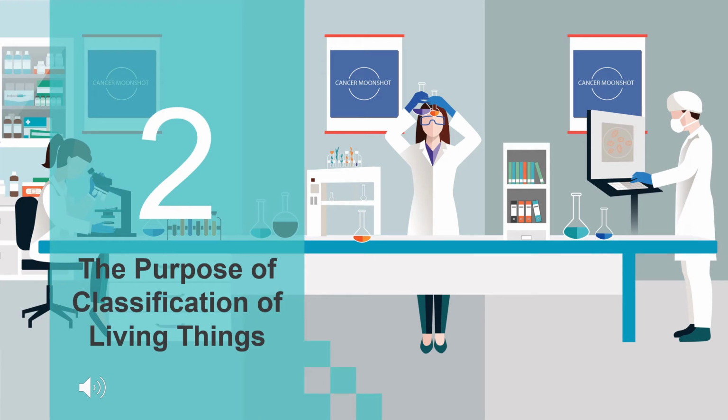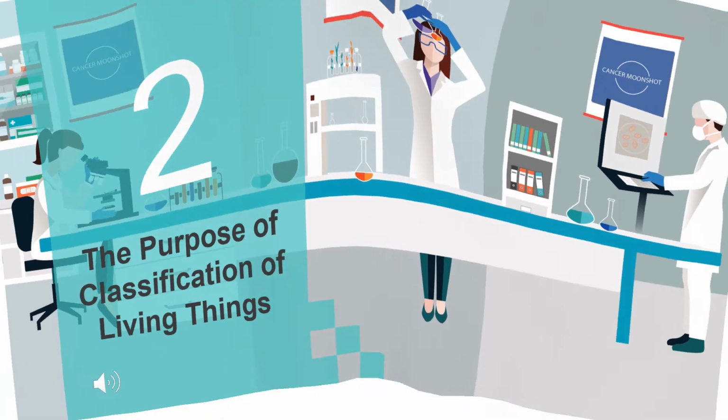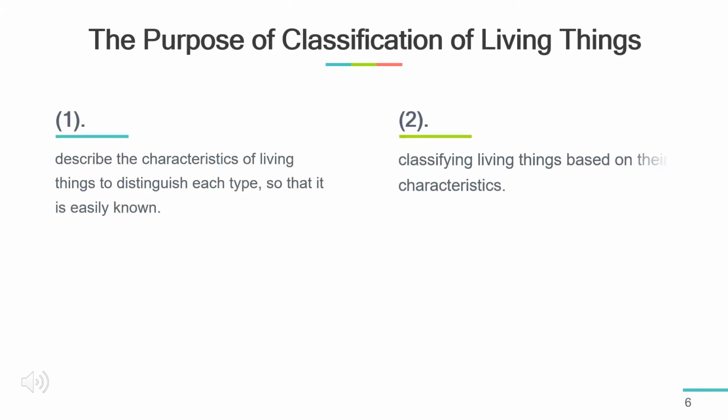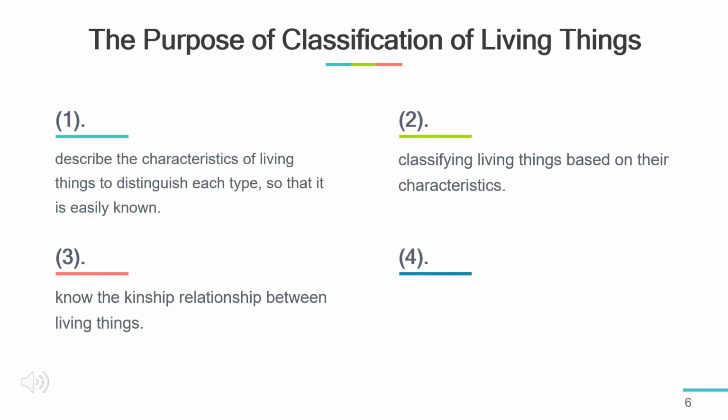So why do we have to classify all the living things? What is the purpose of classification of living things? Here are some purposes why we have to classify living things. First, it describes the characteristics of living things and distinguishes each type so that it is easy to know.